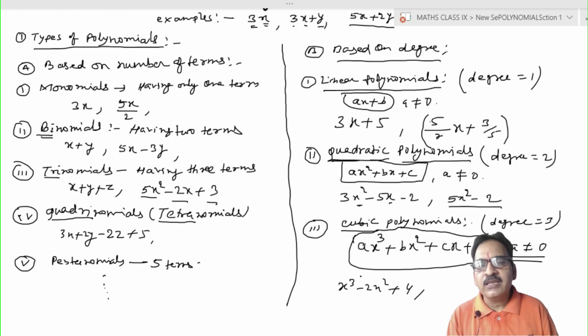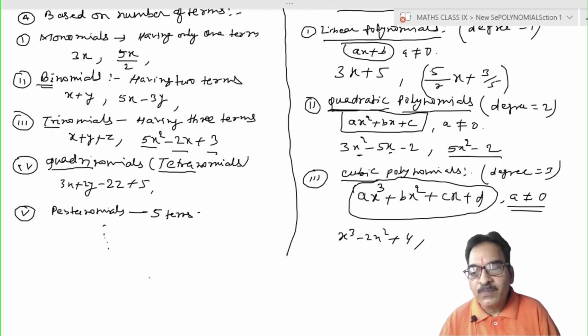On the basis of degree, if the degree is 1, meaning the maximum power of the variable is 1, then it is a linear polynomial. If it is degree 2, then a quadratic polynomial. If it is degree 3, then it is a cubic polynomial. And if it is degree 4, then there is also a term we can use here. Degree 4 is called biquadratic.